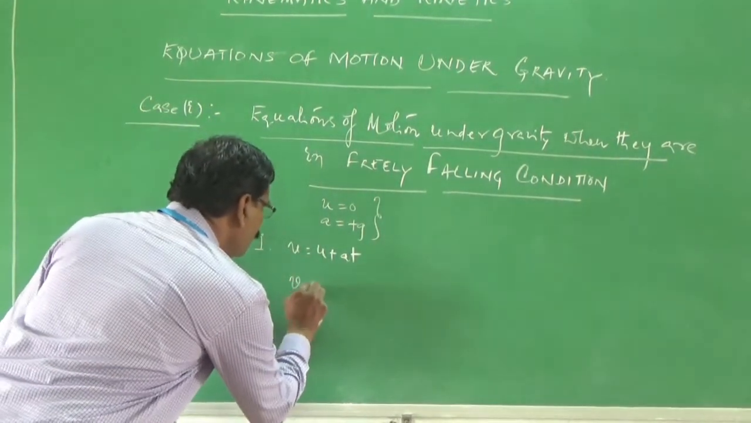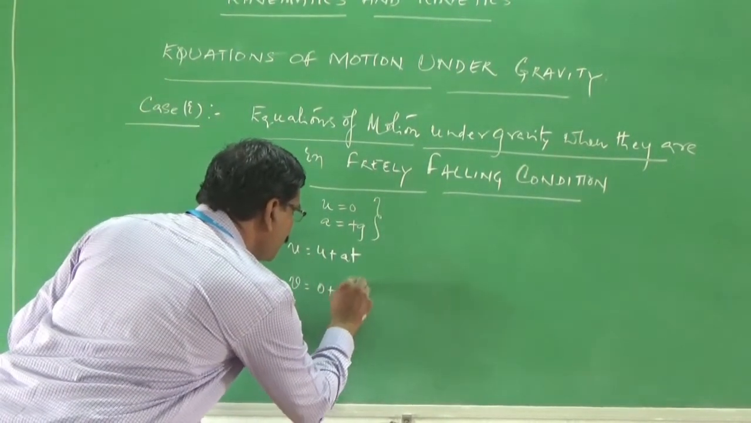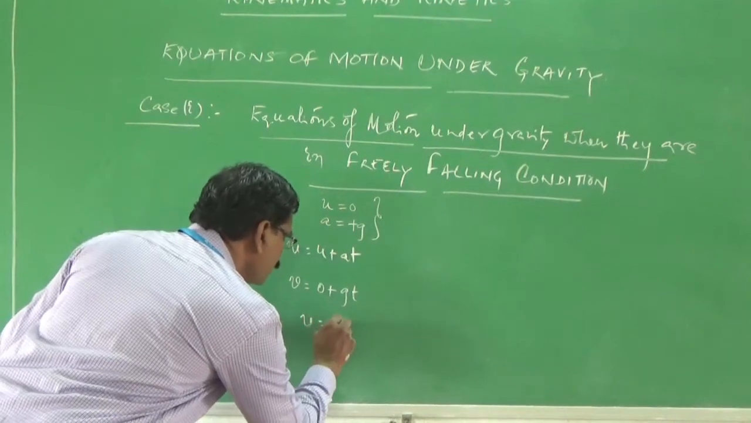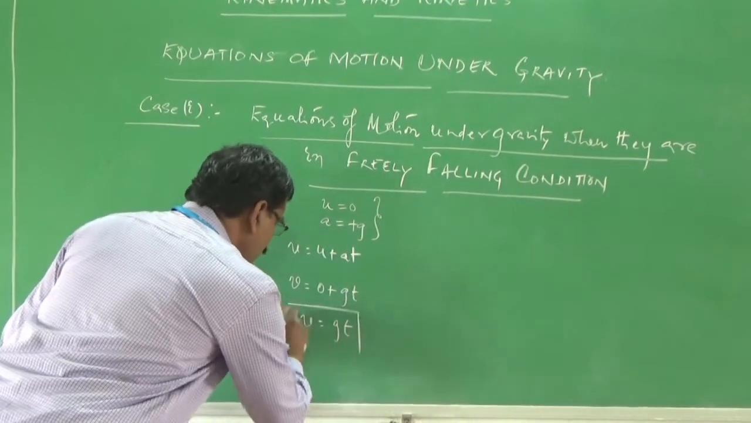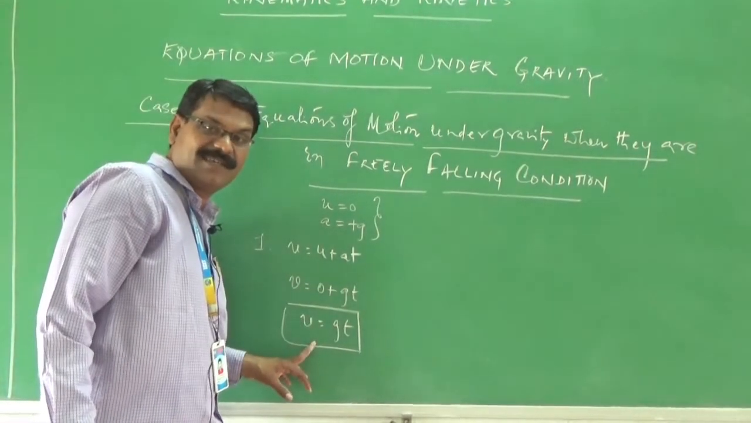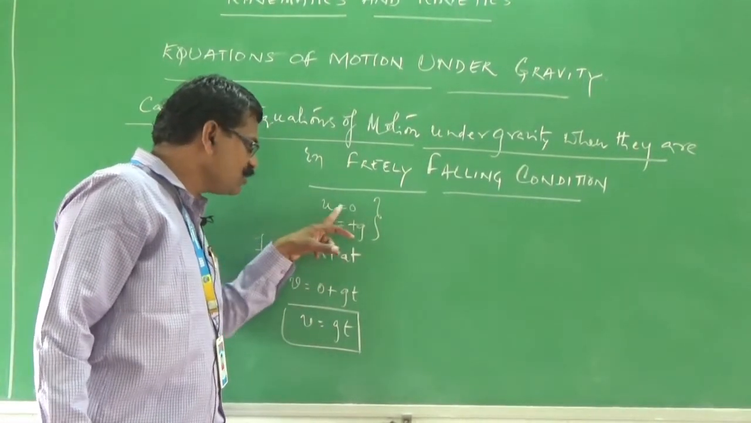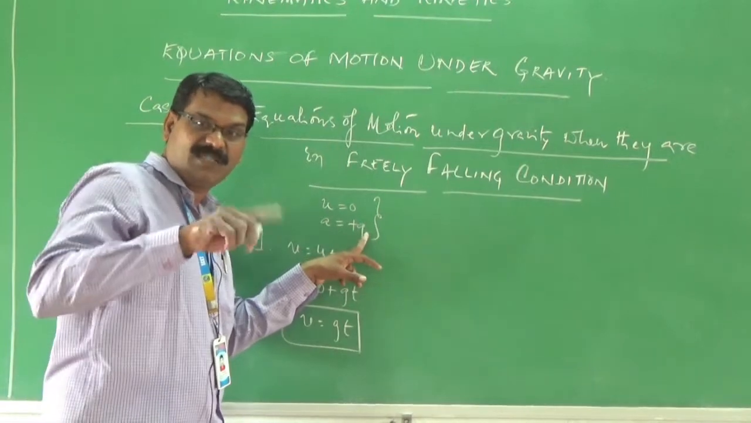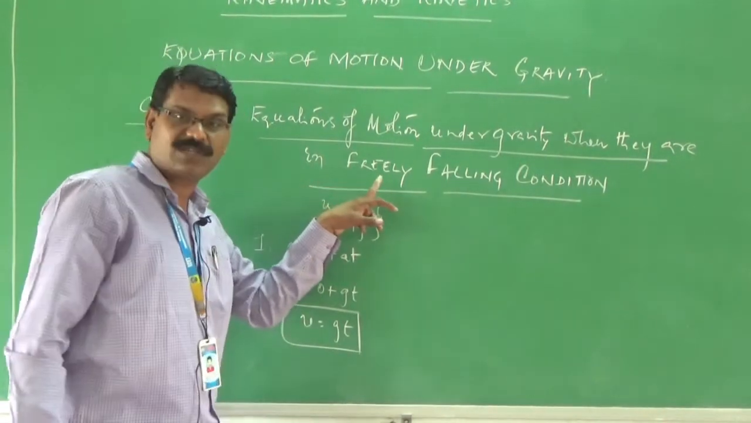V is equal to 0 plus GT. That means V is equal to how much? GT. So, the first equation, V is equal to U plus AT, changes like this by getting U is equal to 0 and A is equal to plus G, especially in the first case. What is that first condition?